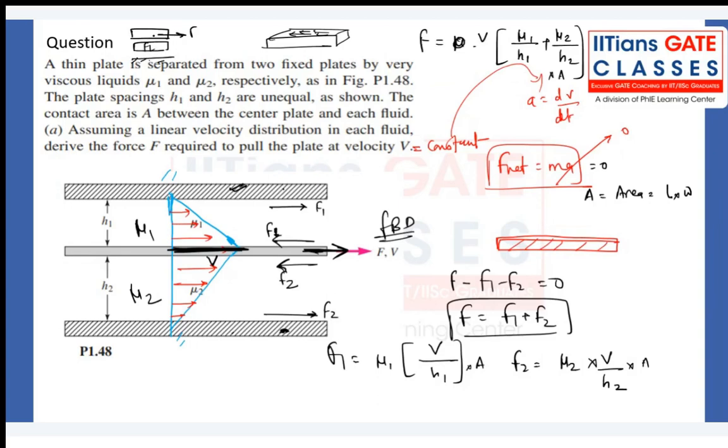The net force in the direction of motion. In engineering mechanics, what have you done? In the direction of motion, what is the force? F. F1 is opposite to the direction of motion, that's why negative. F2 is also negative. Getting my point?